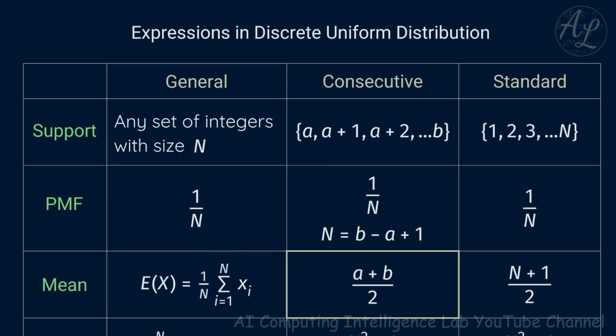For the consecutive case, we have parameters a and b, which are the lowest and the highest values respectively. The mean can be determined by just averaging these two. Here, the computation is much easier. We just need to average these two values, the lowest and the highest values. Unlike the general case, where we have to average all of the values. So if we have, for example, 100 values, we have to get the average of 100 values. But here, we just need to get the average of the two numbers.